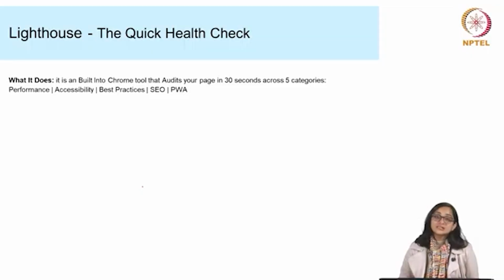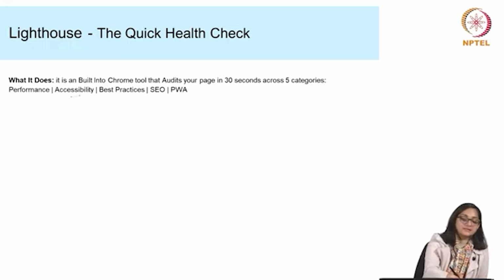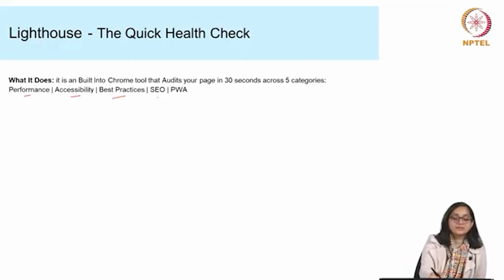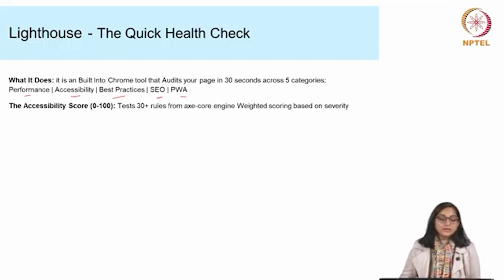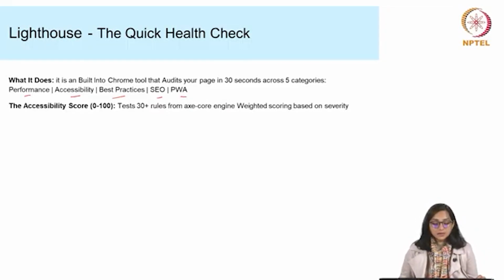Now we come to the third product that we spoke about, which is Lighthouse. What it does is it's a built-in Chrome tool that audits your page in 30 seconds across 5 categories. So it audits accessibility, performance, best practices, SEO, and PWA. The accessibility score is between 0 to 100, tests 30-plus rules from the Axe core engine, with weighted scoring based on severity.